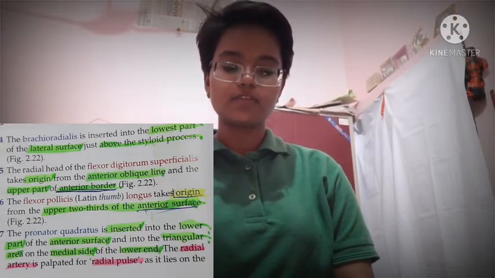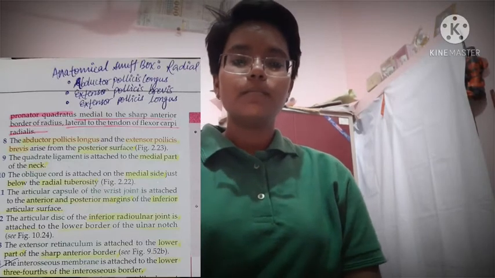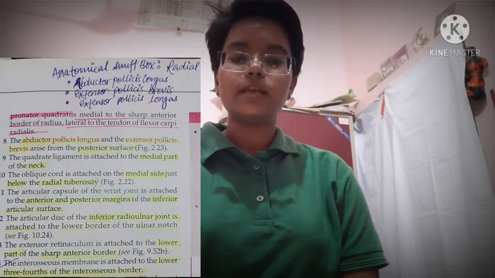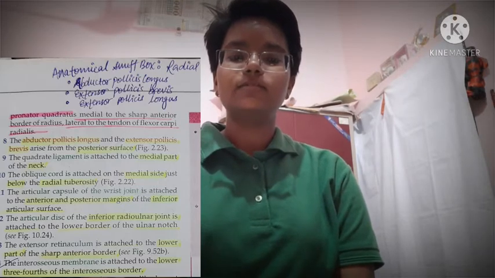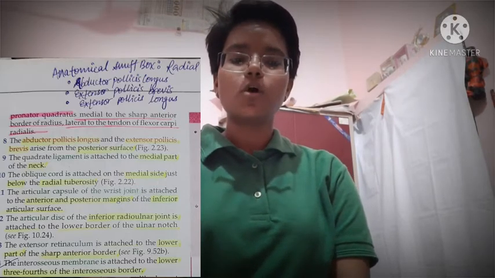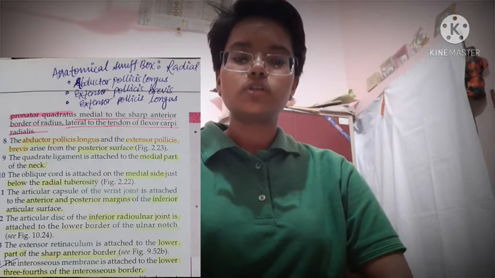The radial artery is palpated for radial pulse as it lies on the pronator quadratus, medial to the sharp anterior border of the radius, lateral to the tendon of flexor carpi radialis. The abductor pollicis longus and the extensor pollicis brevis arise from the posterior surface.